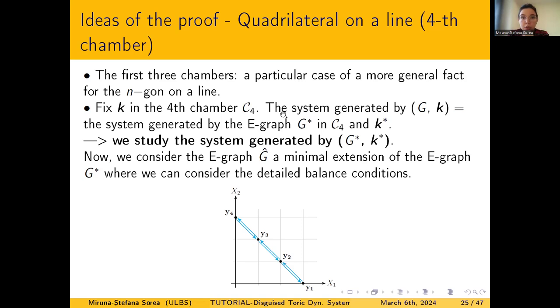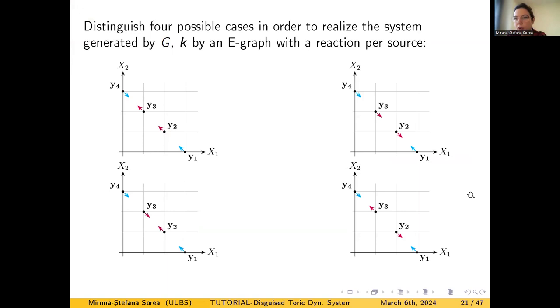So the system generated by the quadrilateral on a line with the initial rate constant k is the same as the system generated by G star that appears in the fourth chamber. I recall this one, the last in the right bottom corner. So these are equivalent.